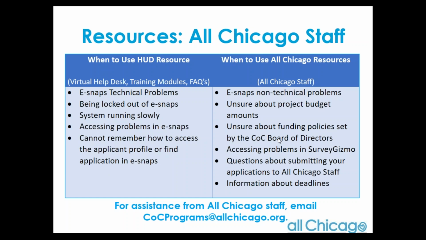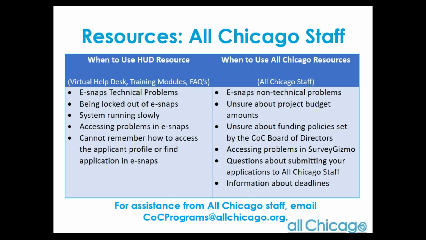But please, if there are any eSnaps technical problems, reach out to the HUD Exchange, and then of course, as I mentioned, use the AAQ if you get locked out of eSnaps, or if you have any problems accessing eSnaps. Also, if you just can't remember how to access the applicant profile or find applications in eSnaps, we're not able to necessarily see what you see. So that's probably something that you'll have to reach out to them for some help for. However, we are here to help with as much as we can help with.